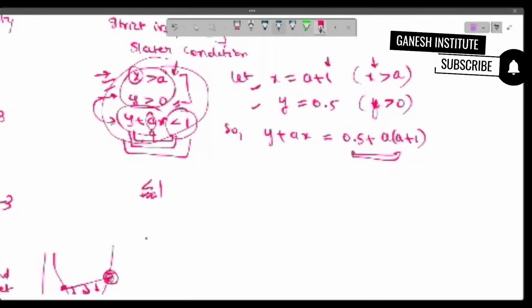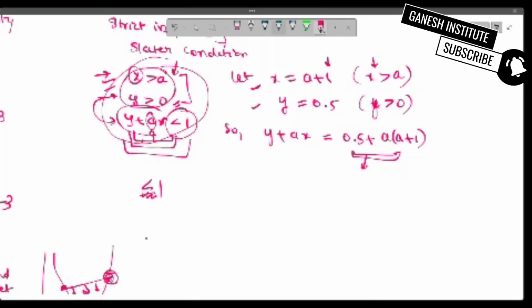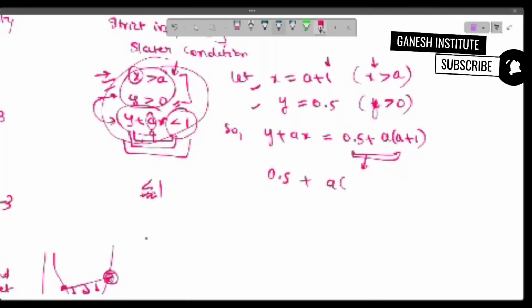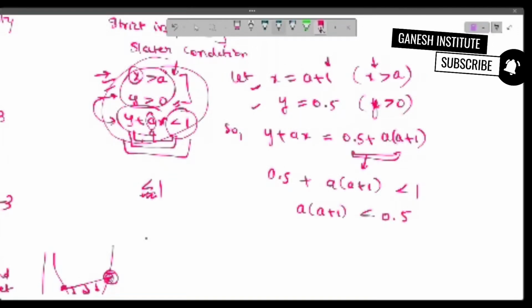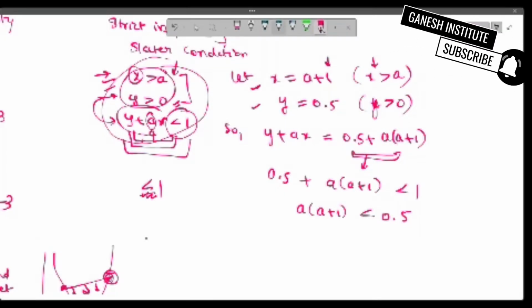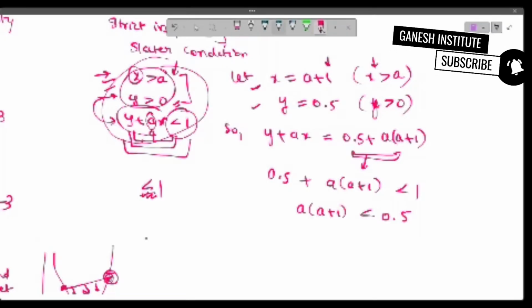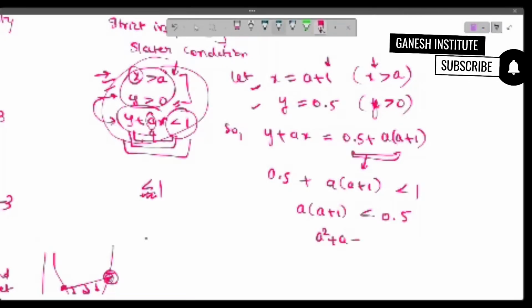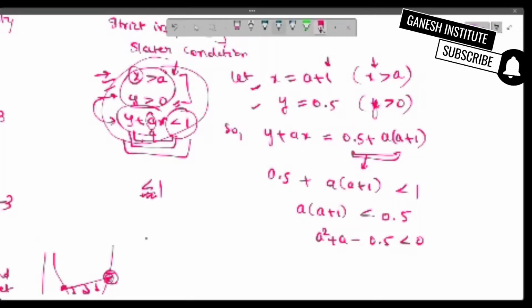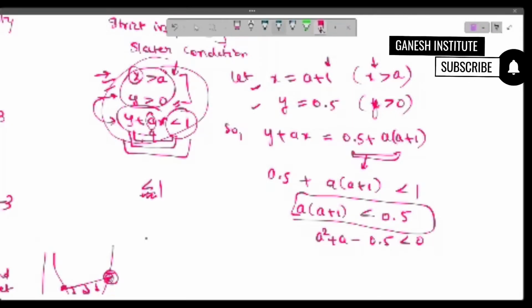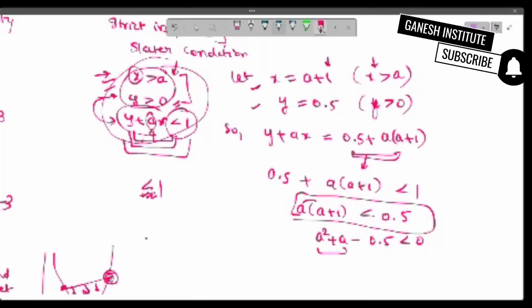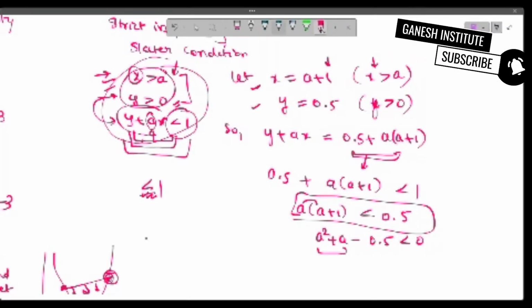So if I'm substituting this, I have to prove that this is lesser than 1, that is a plus 1 less than 0.5, right? So a square minus 0.5 plus a is less than 0.5. So either you can use a quadratic equation to solve it, or tell me this. When can you get this square function like a into a plus 1 less than 0.5?